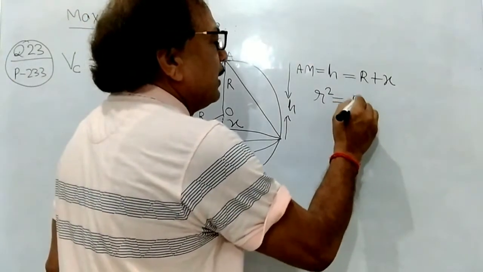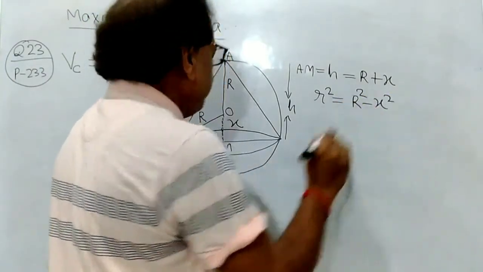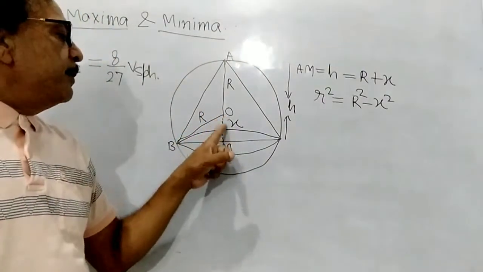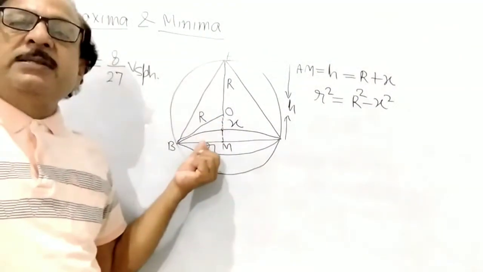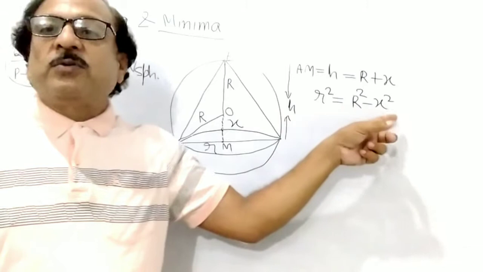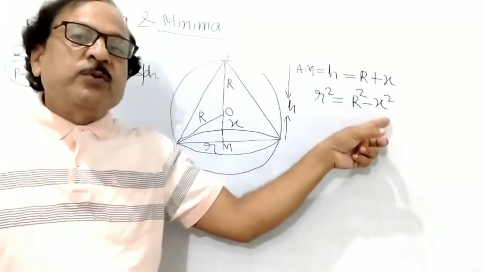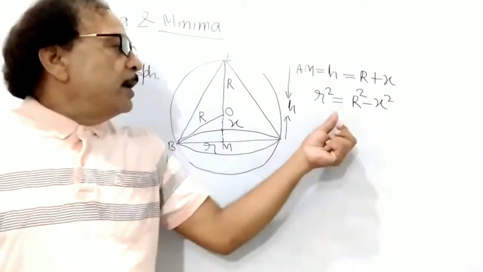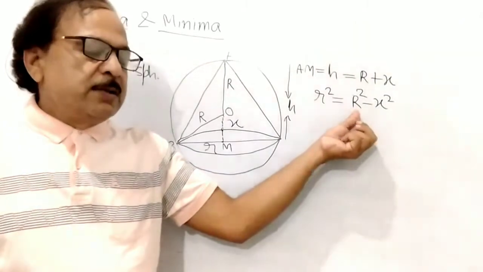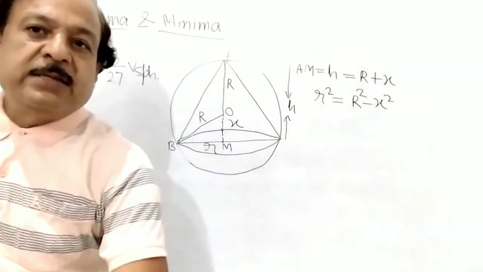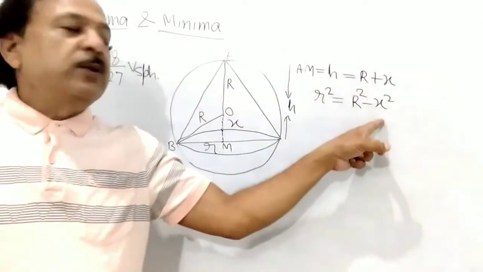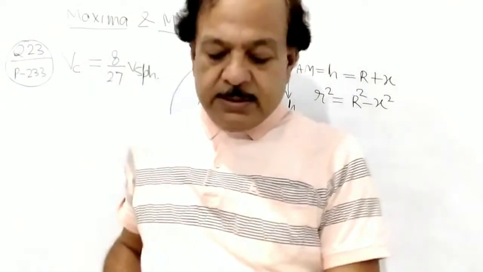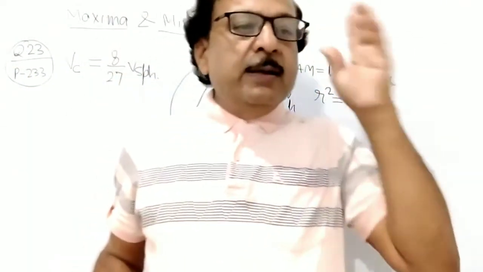यहाँ हम लिख सकते हैं r square equals R square minus x square. R रेडियस है, और A हमारा एटीट्यूड है, A है बेस. इसमें आपको कोई कंफ्यूजन नहीं होना चाहिए, ठीक? और यहाँ हो गया 8/27 ऑफ द बेस, तो अब हम इसको ये लिख सकते हैं.